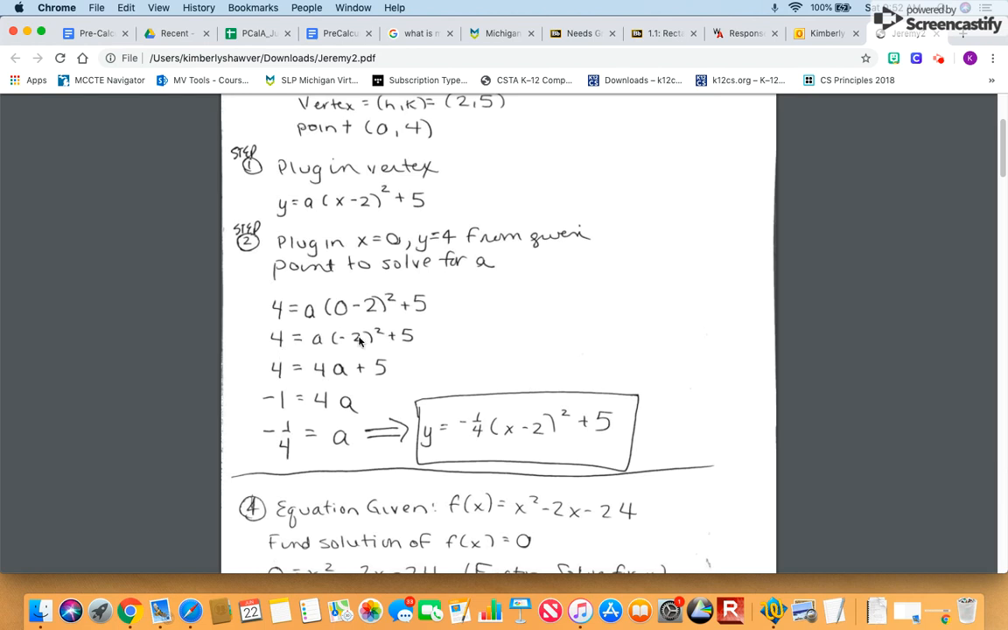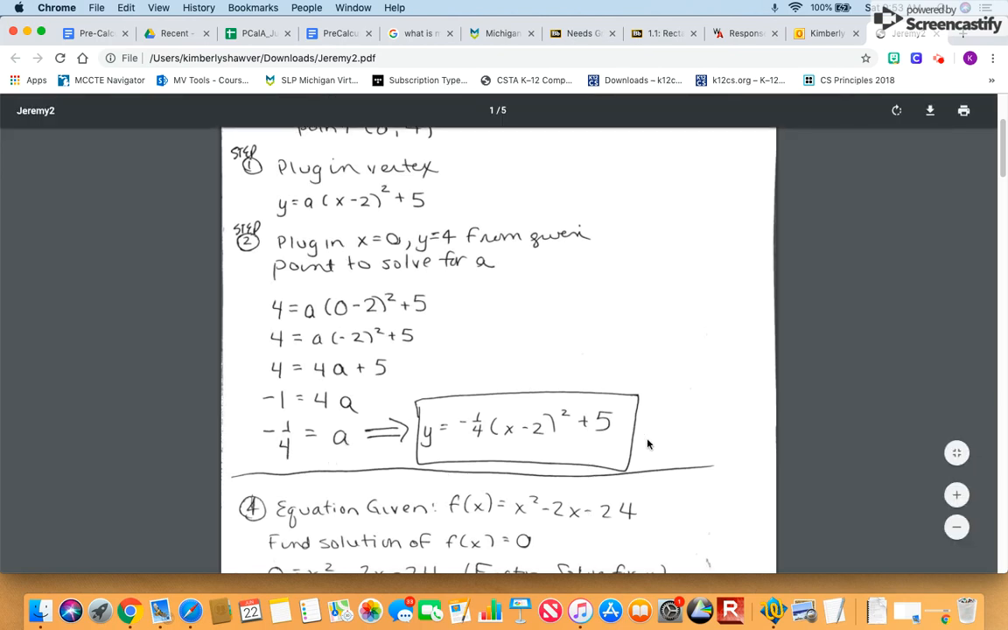And then I started simplifying. This is negative 2 squared, which gives you 4. Subtract 5 from both sides gives you negative 1. Divide through by 4. So then a is minus 1/4. And then you take that a and you plug it in right here. And that's what you should have got.